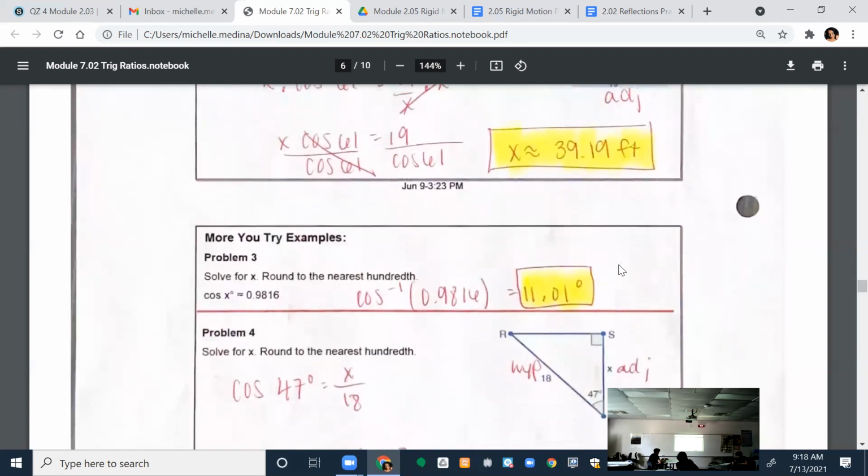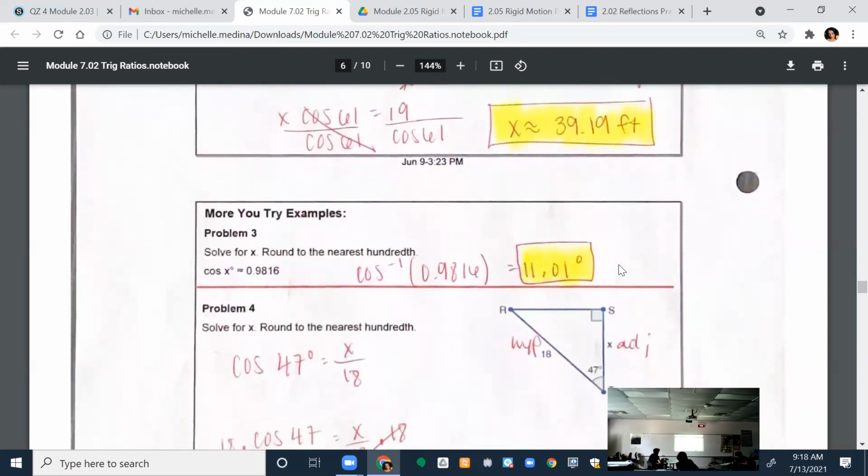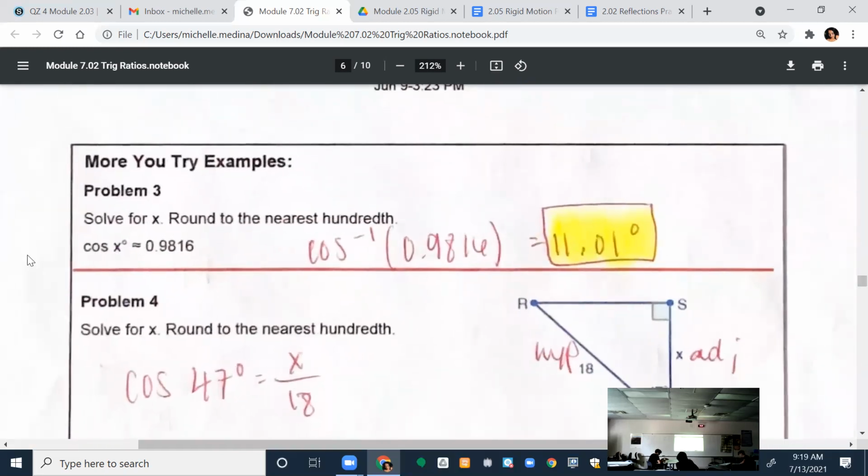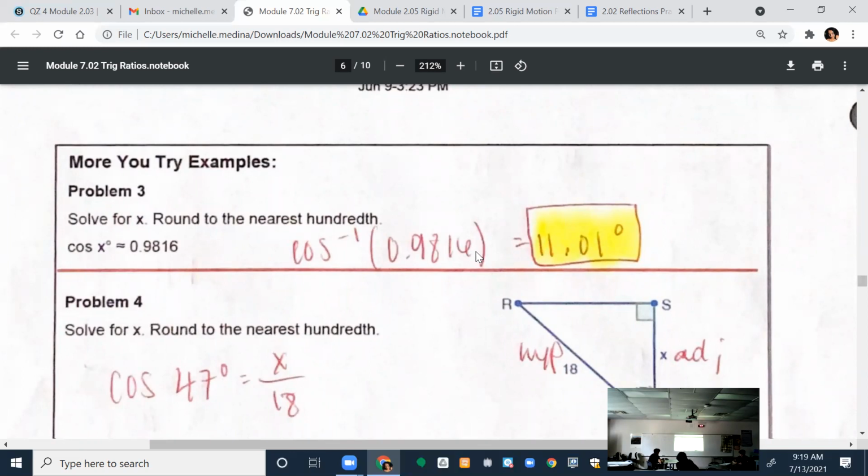So problem 3, we have to solve for x. They gave us this bit of information here. Because we're solving for an angle measure, we always use the inverse function. So that's why it's cosine to the -1. That's our inverse function. Type in whatever they give you after that. And if you did that right, you should have gotten about 11 degrees. Really, it's 11.01 degrees. Questions?